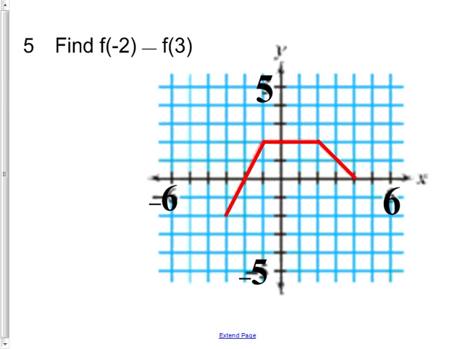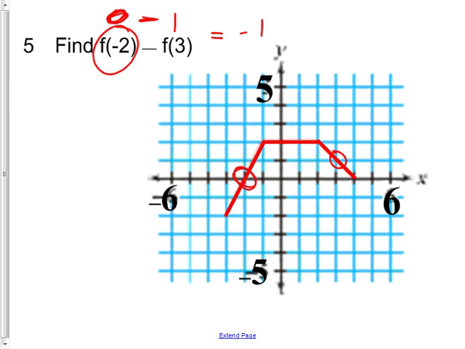So what is f of negative 2? They're telling me x is negative 2. If x is negative 2, then what's y? 0. That's how you start. They don't want to know what x is, they want to know what y is. Y is 0 right there. So that's 0 minus what? What is f of 3? That's right there, and it's 1. 0 minus 1 is negative 1. Raise your hand if you had that one right.